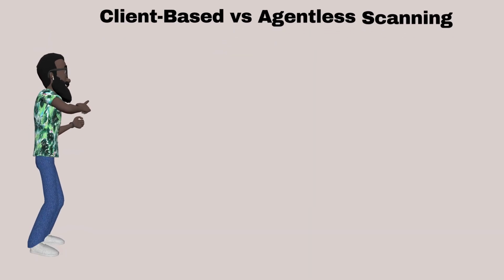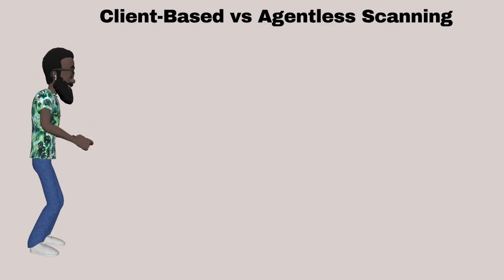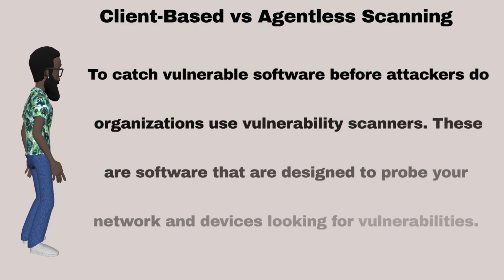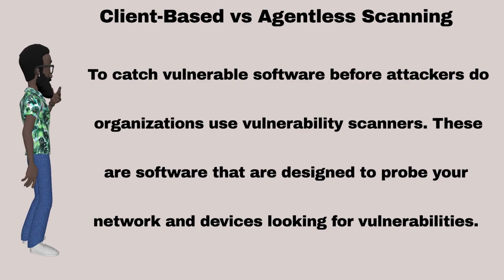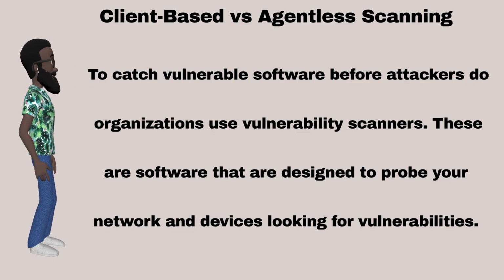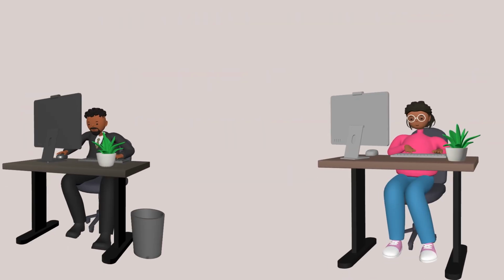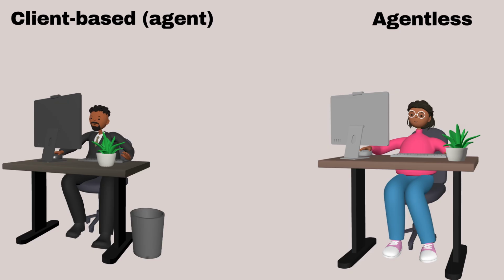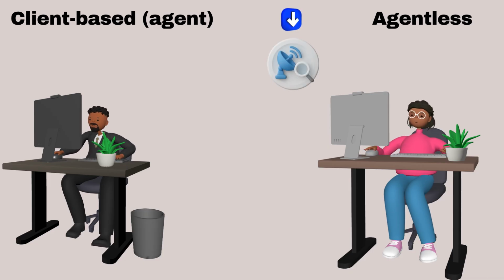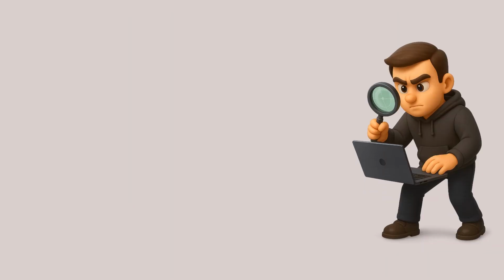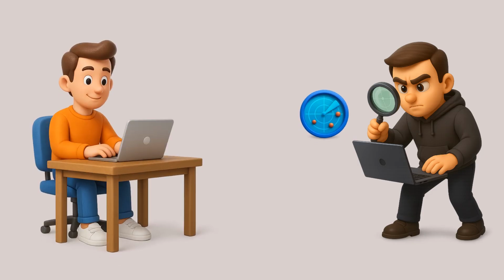All right, now I want you to understand client-based versus agentless scanning. To catch vulnerable software before attackers do, organizations use vulnerability scanners. These are software designed to probe your network and devices looking for vulnerabilities. There are two main types of scanners. You have client-based and you have agentless. Client-based is installed directly on the machine being scanned. An agentless scan scans from the outside with no install needed. Here's a twist though. Attackers use the same tool during reconnaissance. That's why it's critical for you to scan your own systems first and patch them before someone else scans your system first and attacks them.